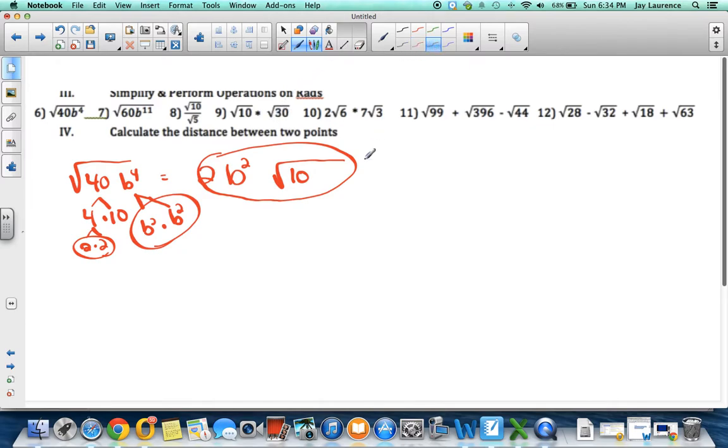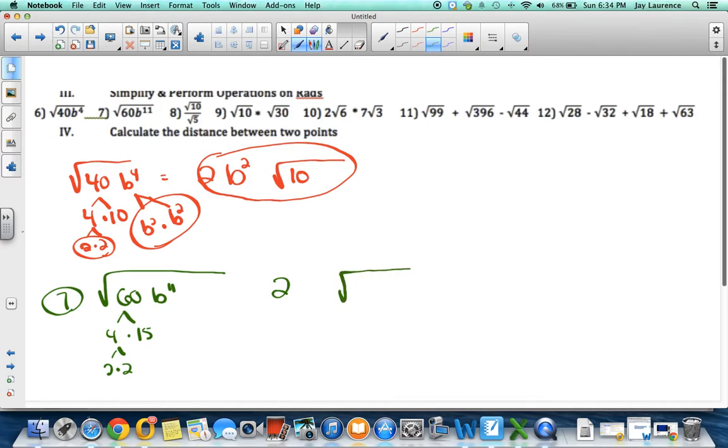Okay, let's try number 7. Number 7 says 60b to the 11th. Again, I'm looking for the largest perfect square that's a factor. Again, I think it's 4 in this case. 4 times 15. That'll be 2 times 2. And so the 2's can leave the house on a date. Who's left inside? Well, there's a 15 left inside.